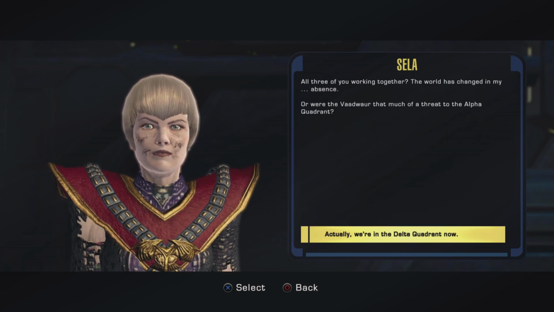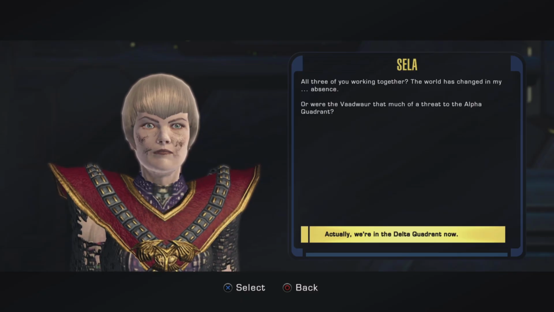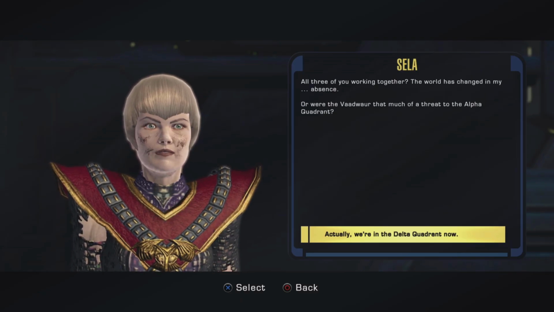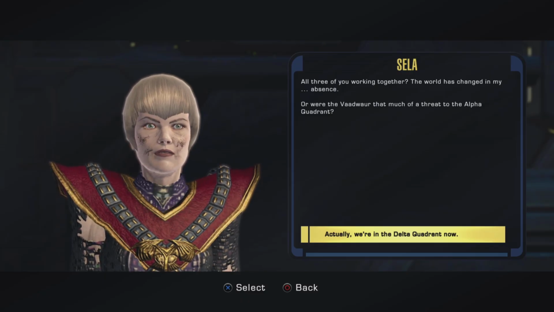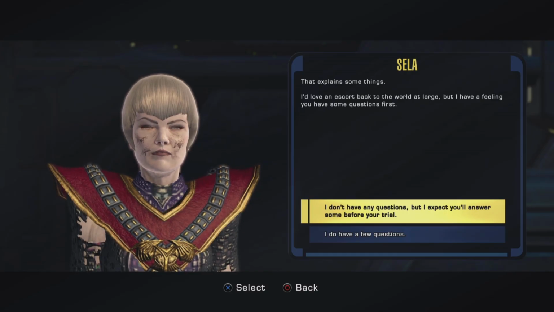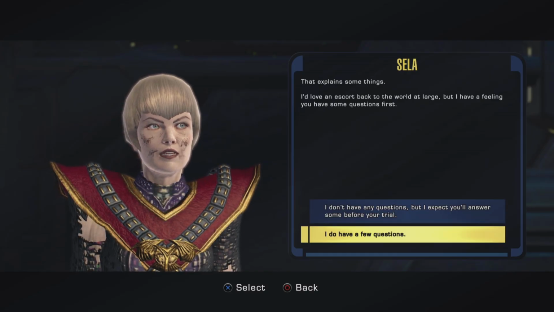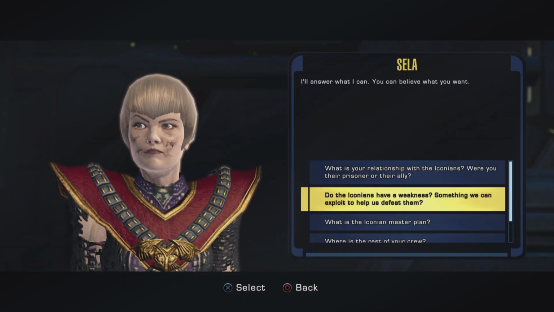All three of you working together? The world has changed in my absence. Or were the Vaadwaur that much of a threat to the Alpha Quadrant? That explains some things. I'd love an escort back to the world at large, but I have a feeling you have some questions first. I'll answer what I can.